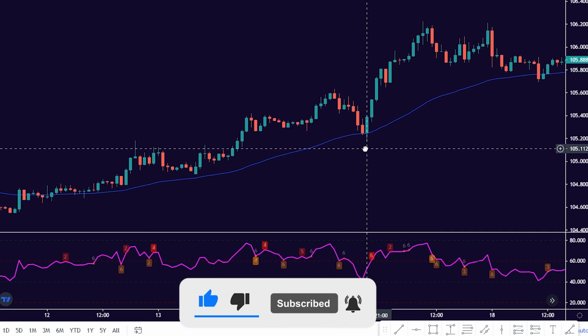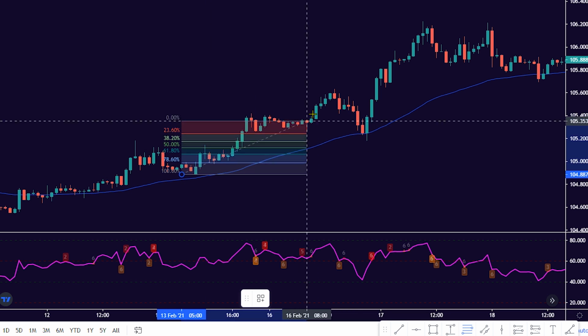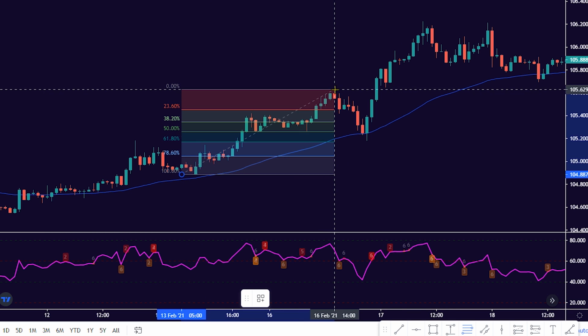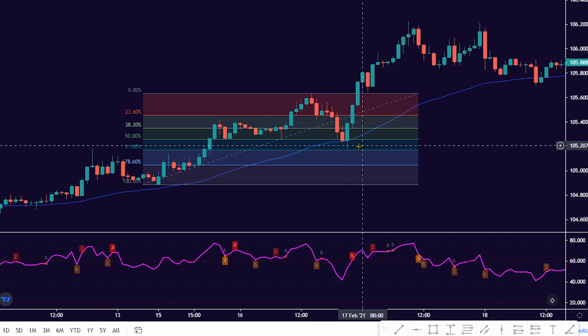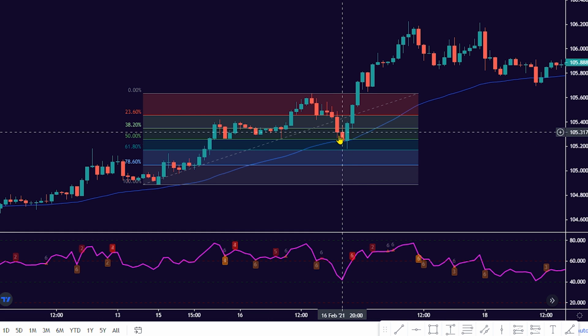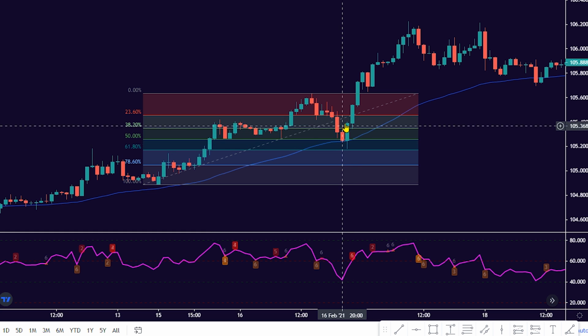Let's apply our Fibonacci retracement tool from the last higher low here to the higher high swing here. We can see the 50% and 61.8% Fibonacci retracement levels acted as support for price at the level of formation of the bullish engulfing pattern.